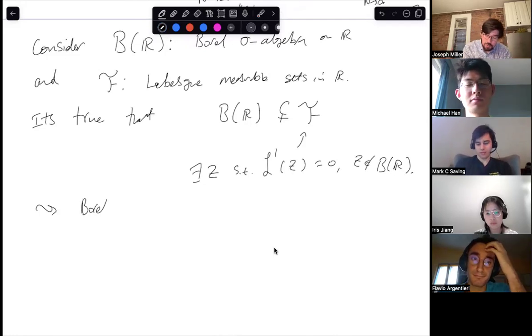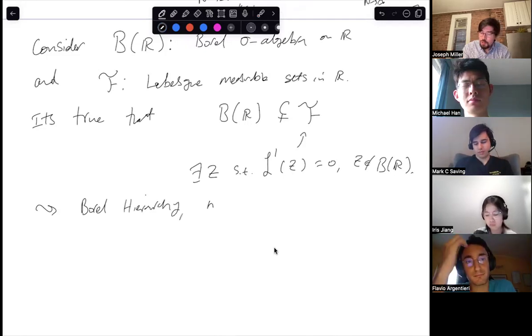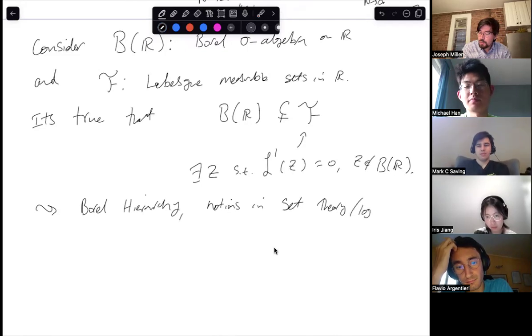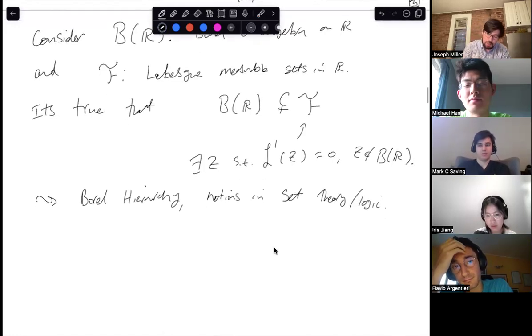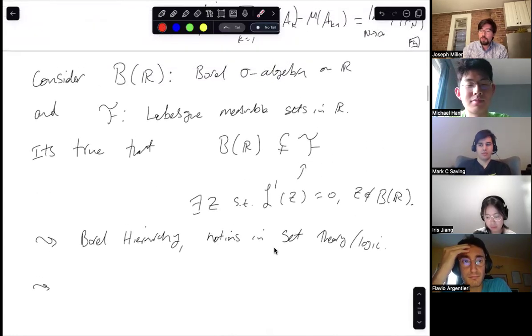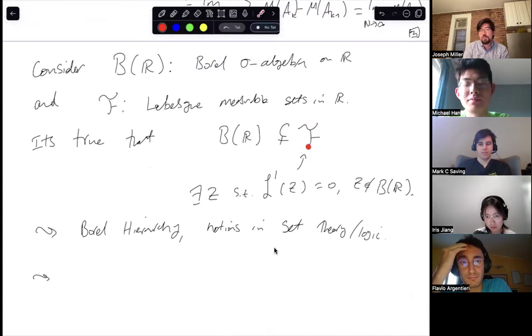This is related to what's called the Borel hierarchy, and notions in set theory and logic. So you can fly pretty close to the sun here, and if you ask questions in that direction, you start going into logic. And in general, just as another remark, I view this construction as: Lebesgue measurable sets, I'm somehow completing it with respect to measure zero sets.